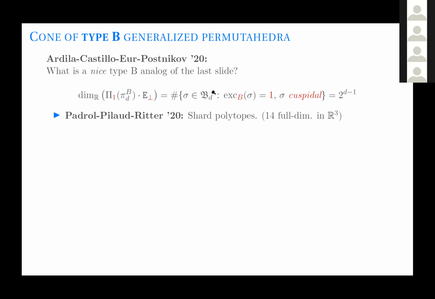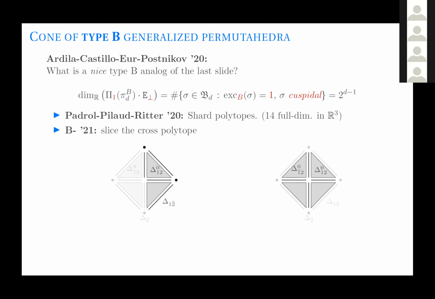This question was partially answered by Padrol, Pilaud, and Ritter, again earlier today, with the construction of shard polytopes, which they prove form a basis for this space. I think they only conjecture that they are rays, but they form a basis nonetheless. But in R3, we see that they have 14 full dimensional polytopes. I'm not going to explain the construction, but it is possible to slice the cross polytope with the coordinate hyperplanes and then pick simplices in a clever way to construct two different bases of rays, one that has exactly these many full dimensional polytopes, and one that is maybe nicer because it's more symmetric.